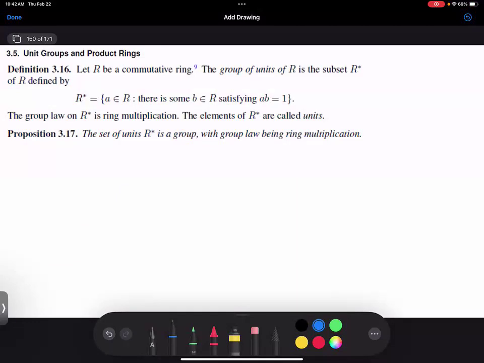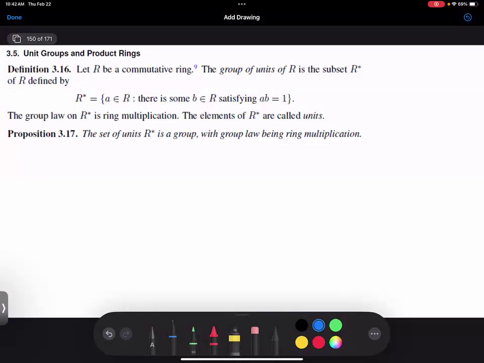All right. Now, I'm only saying that there's some B such that A times B equals 1. Why am I not saying that B times A equals 1? It's commutative, right? Since it's commutative, I don't have to worry. Once I have one direction, I have the other. So proposition 3.17: the set of units is a group under multiplication.